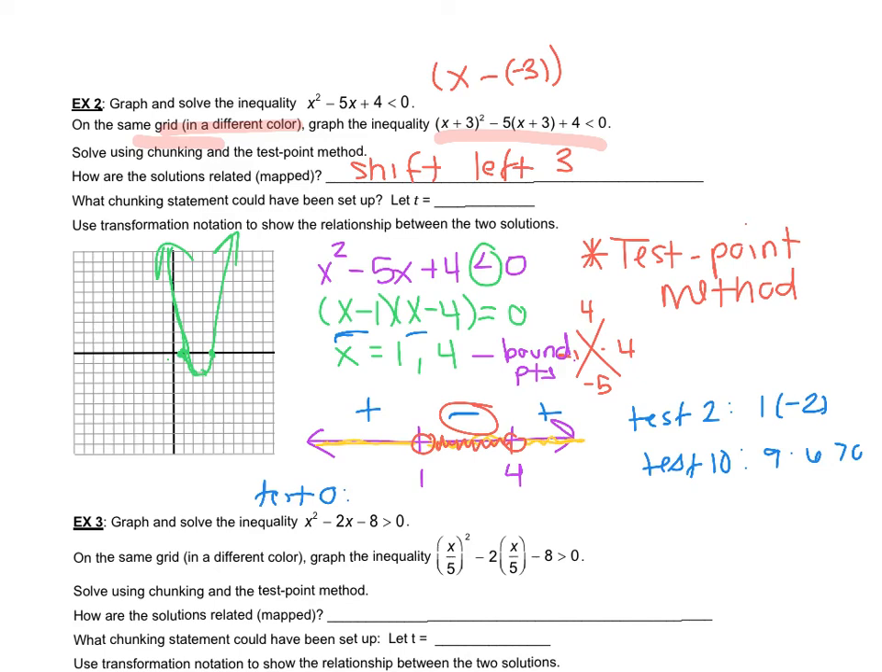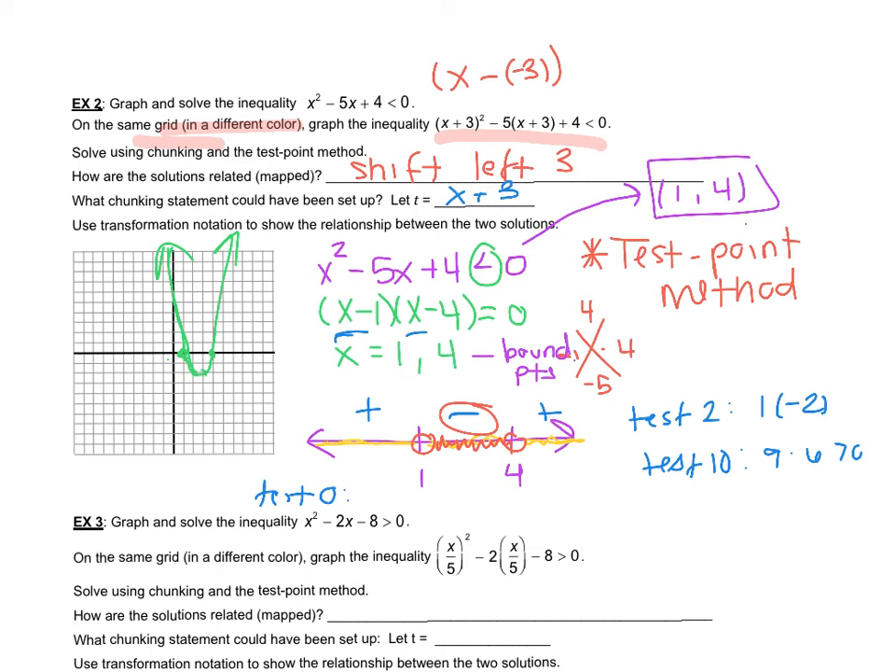The chunking statement, if we want to think of it in terms of chunking or substitution, would be let t equal x plus 3. And then the whole point of this is that now I have a solution to my original inequality, right? So let me clarify. This tells us that this inequality has a solution of 1 to 4. That's the answer. That's the interval on which this parabola is less than 0, between 1 to 4.